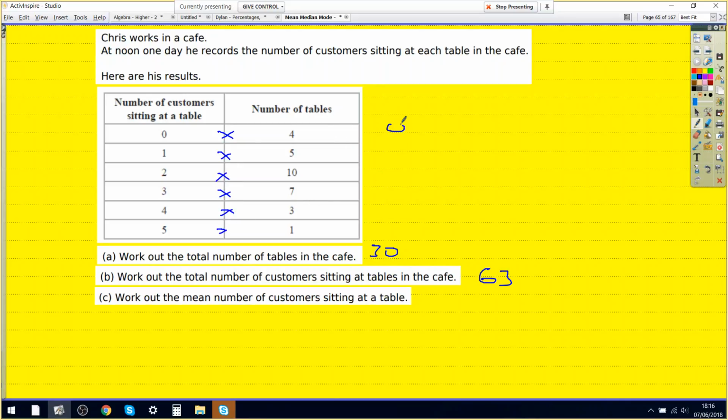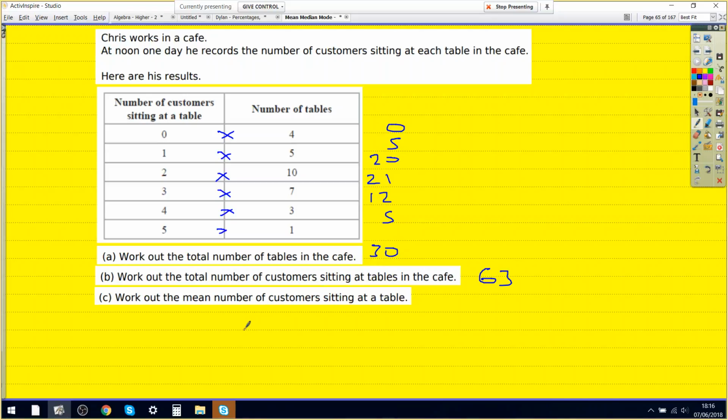I suppose we could check. So that's 0, 5, 20, 21, 12, and 5. And let's just check the last one. So 5 plus 5 is 10, plus 2 is 12, plus 1 is 13. So it would end in a 3.